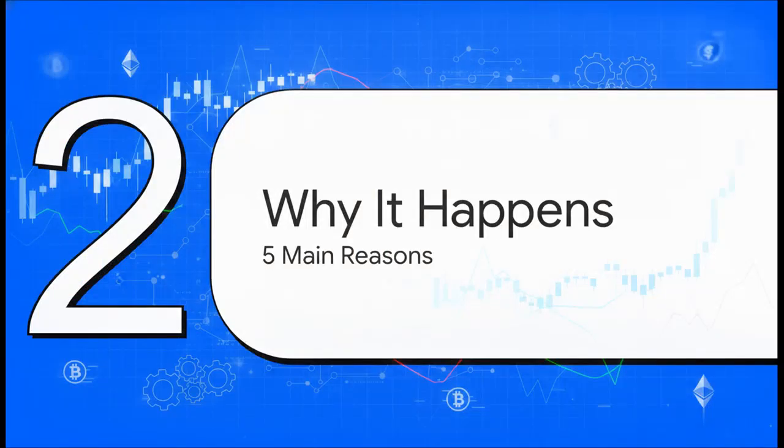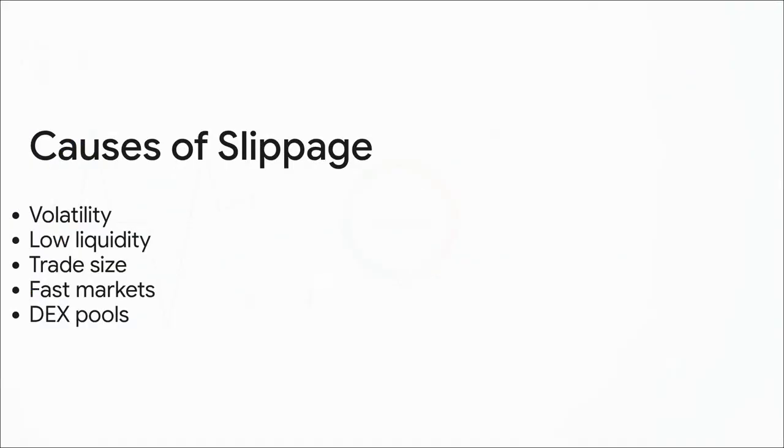Which brings us to Section 2, why it happens. There are 5 primary culprits we need to talk about here. First, high volatility. This naturally stretches the gap between placing and filling an order. Second is low liquidity, meaning there just aren't enough buyers and sellers at your exact expected price, which forces the exchange to use worse prices to finish the transaction.